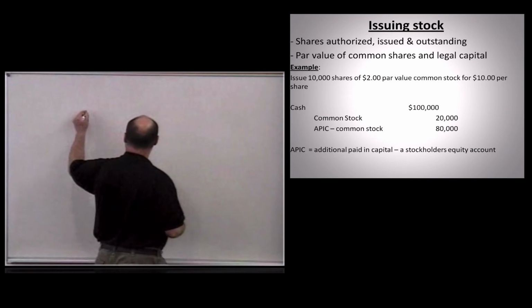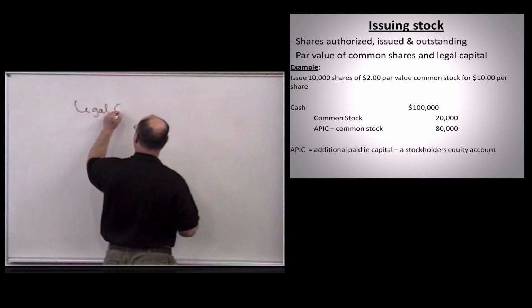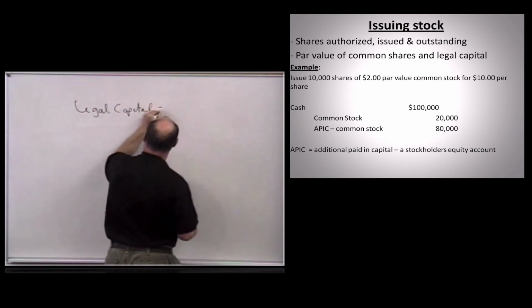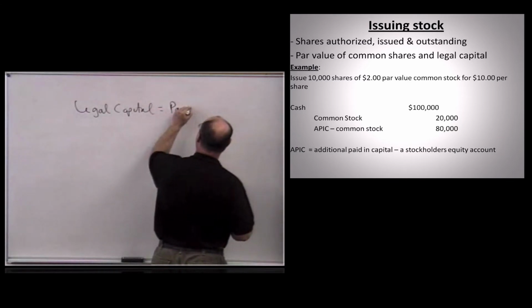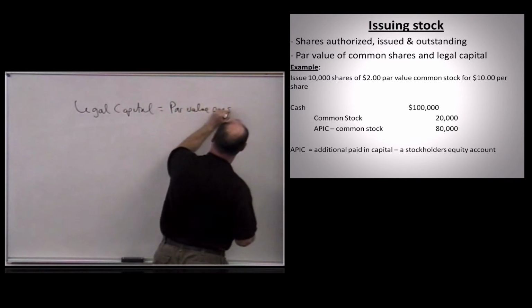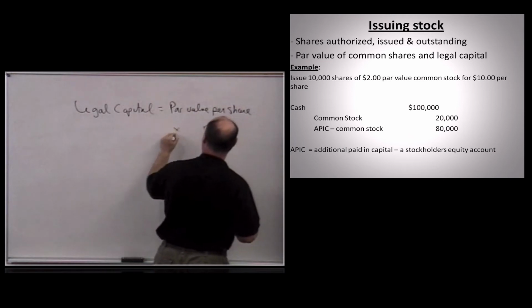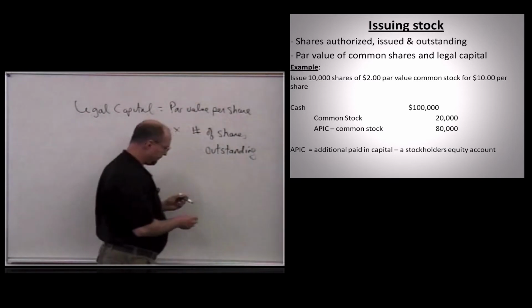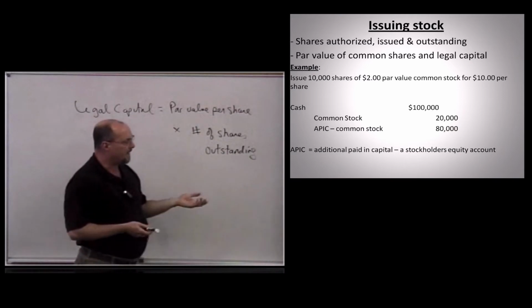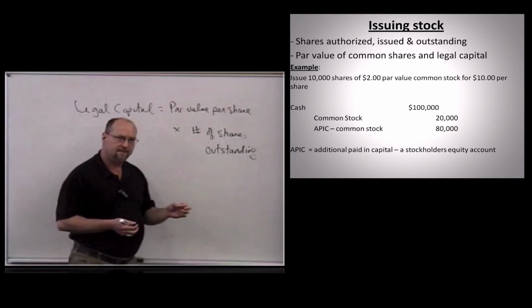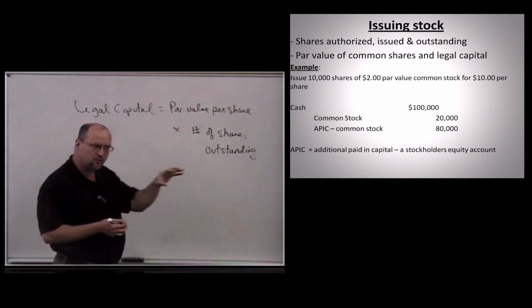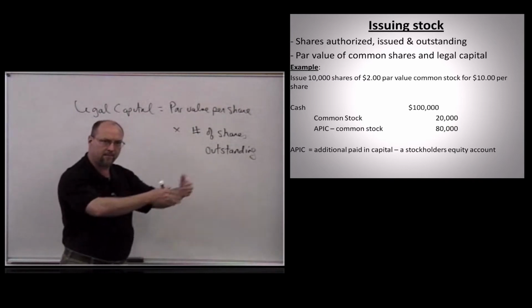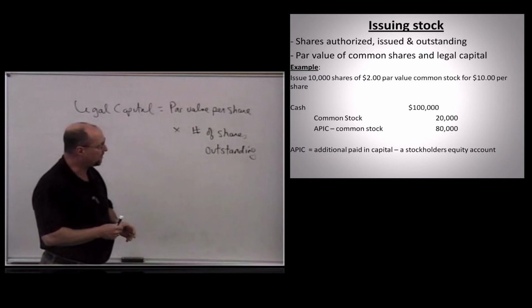Okay, and so legal capital equals par value per share of stock times the number of common shares outstanding. Okay? And so we establish a value per share that we, the owners, are not allowed to withdraw from the company. It has to stay within the company. Okay? And we call that par value.